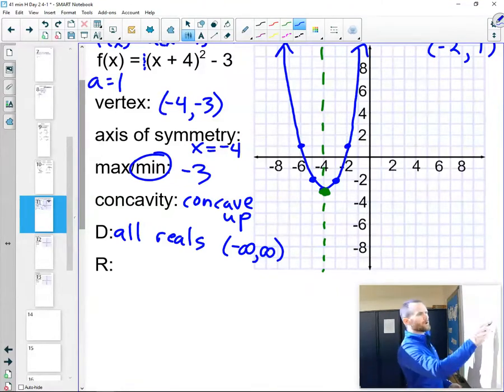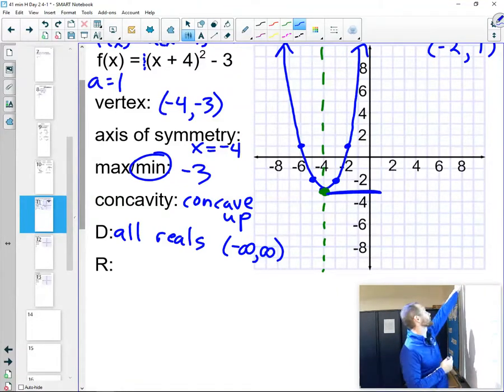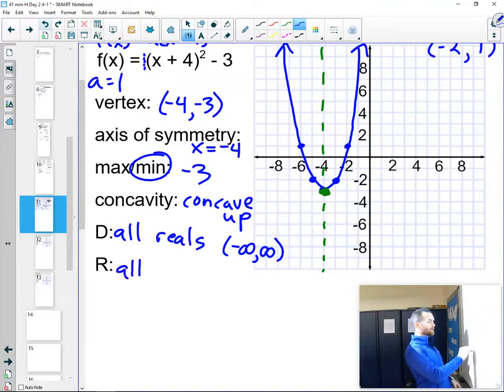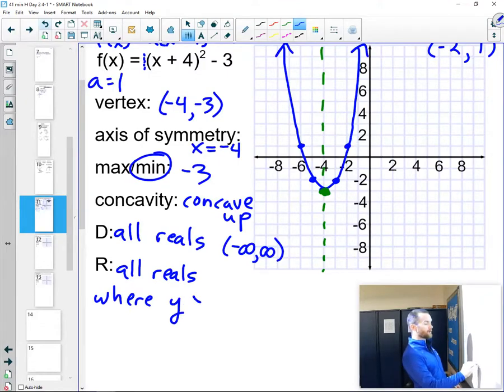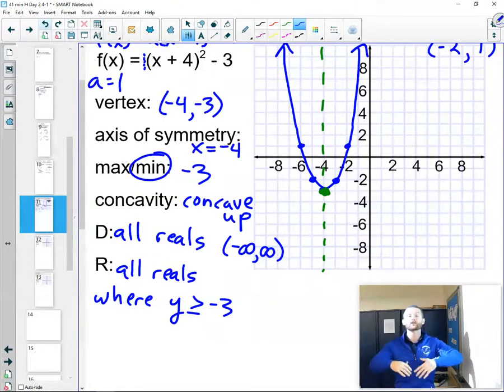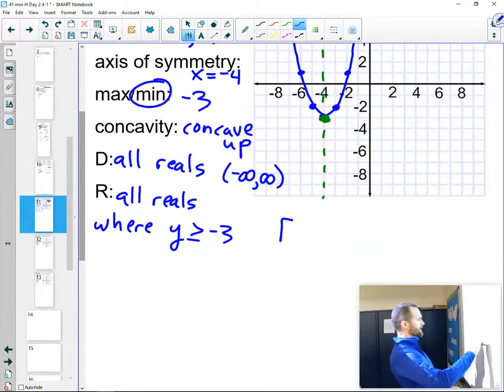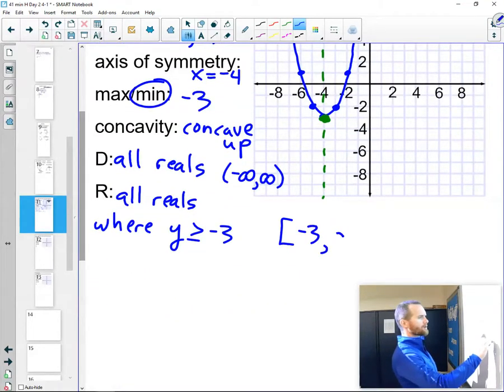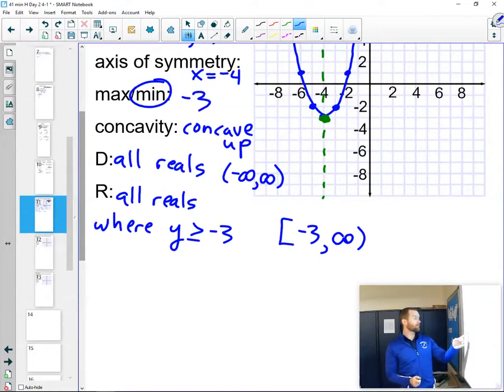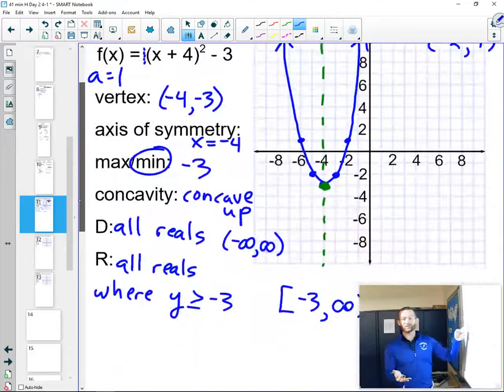The minimum value was the range, the y of -3. So the range is all reals where y is greater than or equal to -3. So our minimum is -3, and the range values above that all work. And if you wanted to do this with set notation, let's scroll down a little bit. That would be starting at -3 and going to +infinity for our range values. So that's example 1. A lot of information just in this one example.